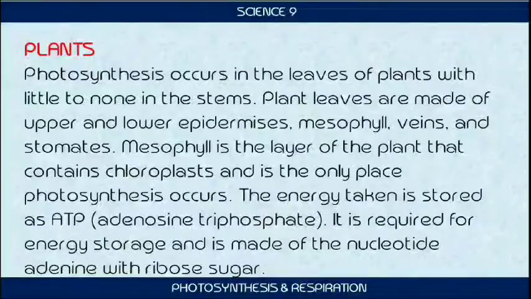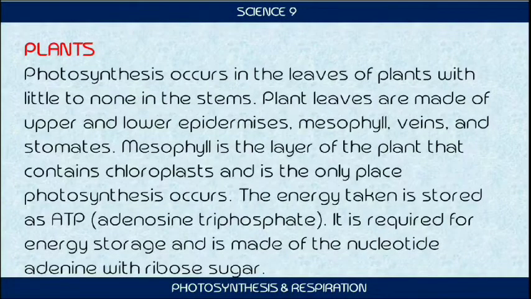Photosynthesis occurs in the leaves of plants, with little to none in the stems. Plant leaves are made of upper and lower epidermises, mesophyll, veins, and stomates. Mesophyll is the layer of the plant that contains chloroplast and is the only place photosynthesis occurs.